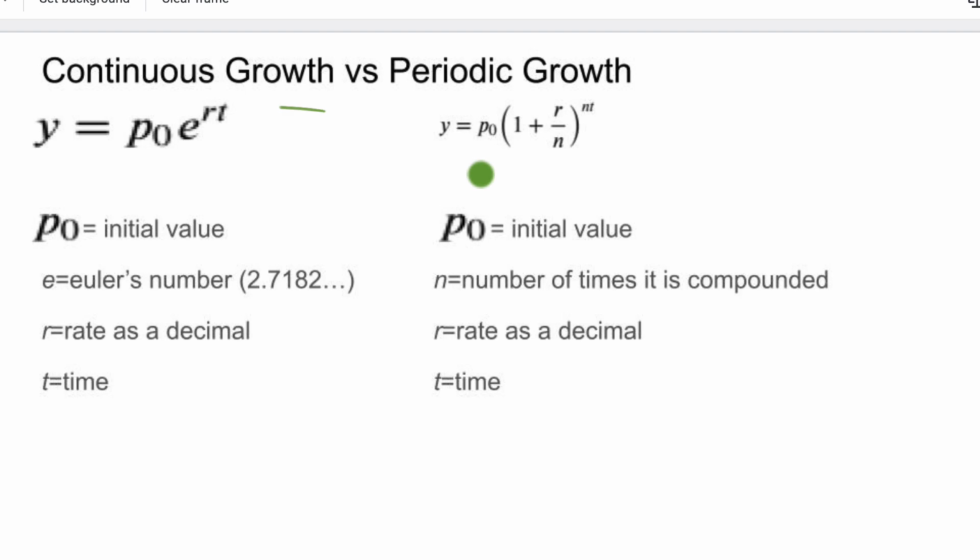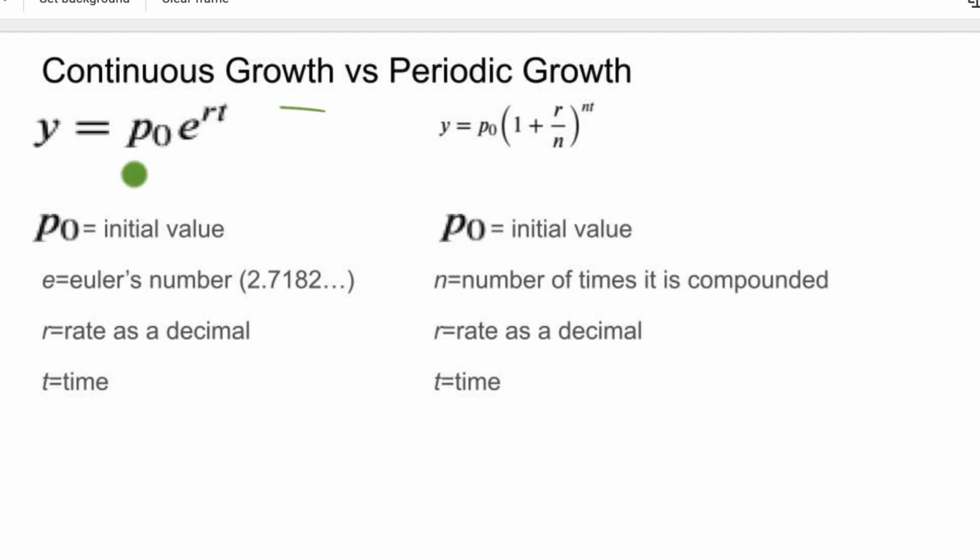So P0 is an initial value. That's what you start with. 1, if you multiply something by 1, it doesn't change. So if you're adding a rate, it's positive. If something is decaying, you're subtracting a rate. N would be the number of times that happens. So if it's every 6 months, every day, and then T is usually how long that happens.